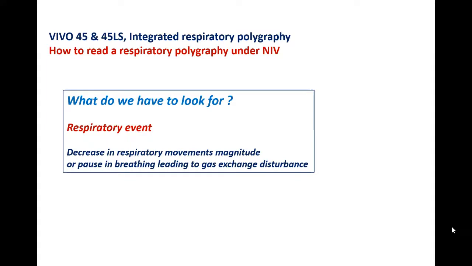Reading the polygraphy needs different steps. What do we have to look at? I would say, of course, a ventilatory impairment, a lack of ventilation leading to oxygen desaturation. So as a result, we look at a respiratory event, whose definition corresponds to a decrease in respiratory movements or a pause in breathing leading to gas exchange disturbance, and in particular, of course, oxygen desaturation.